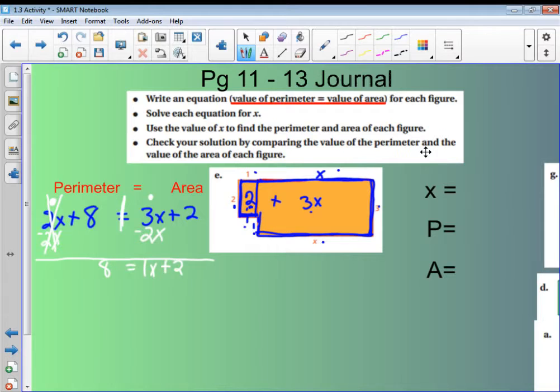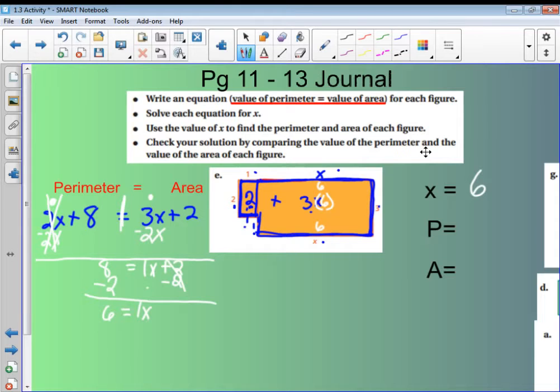So now I'm going to go ahead and get rid of anything that's with the x on this side, so minus 2, minus 2. I have 6 equals 1x. Oh, 1x equals 6. So I just found out that x equals 6. Okay, so now I'm going to go back in here, and wherever I have an x, I'm going to put a 6 in white. This is now a 6. And I'm putting that in parentheses so you don't think it's 36.